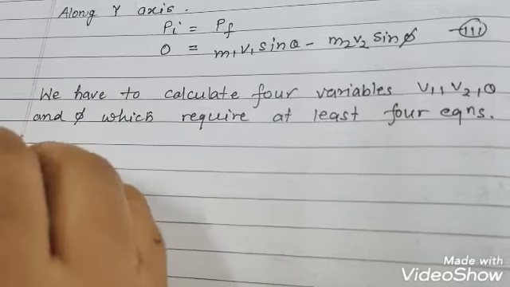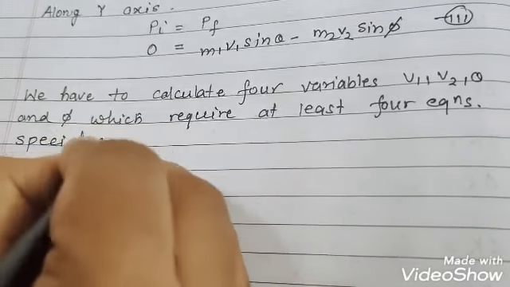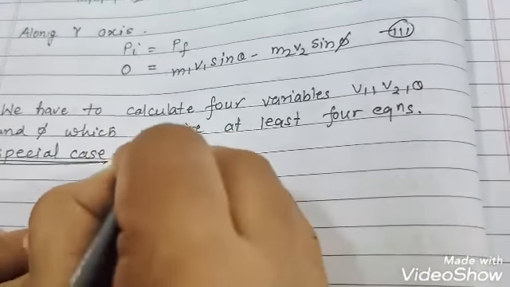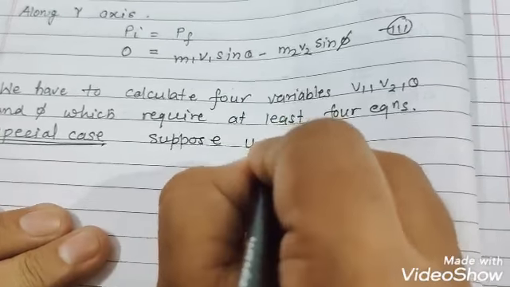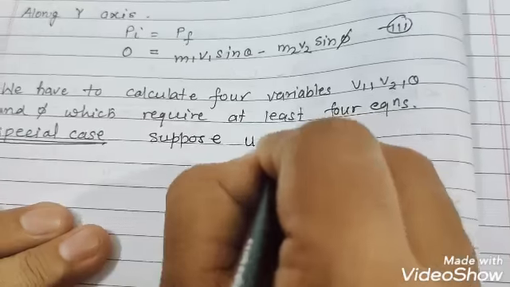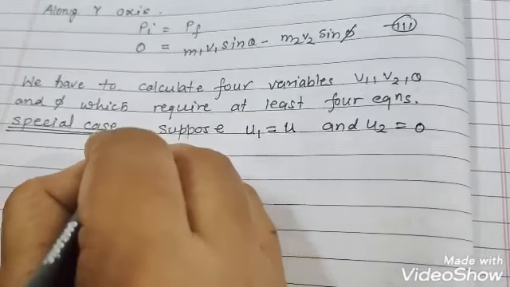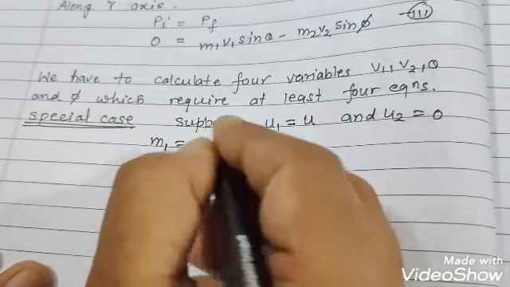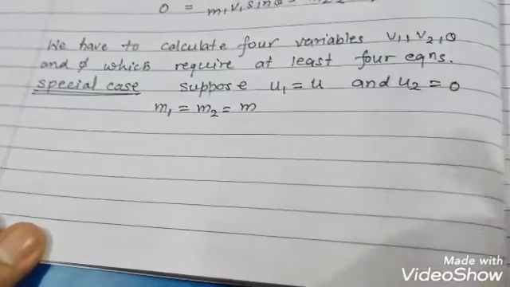We'll see the special case in case of elastic collision in two dimensions. Suppose the initial velocity of body A is taken as u and body B, that is u2, is equal to 0, and the masses of the two bodies, m1 equal to m2 equal to m. That means two particles of the same mass undergo a perfectly elastic collision in two dimensions, in which the second body is at rest initially.